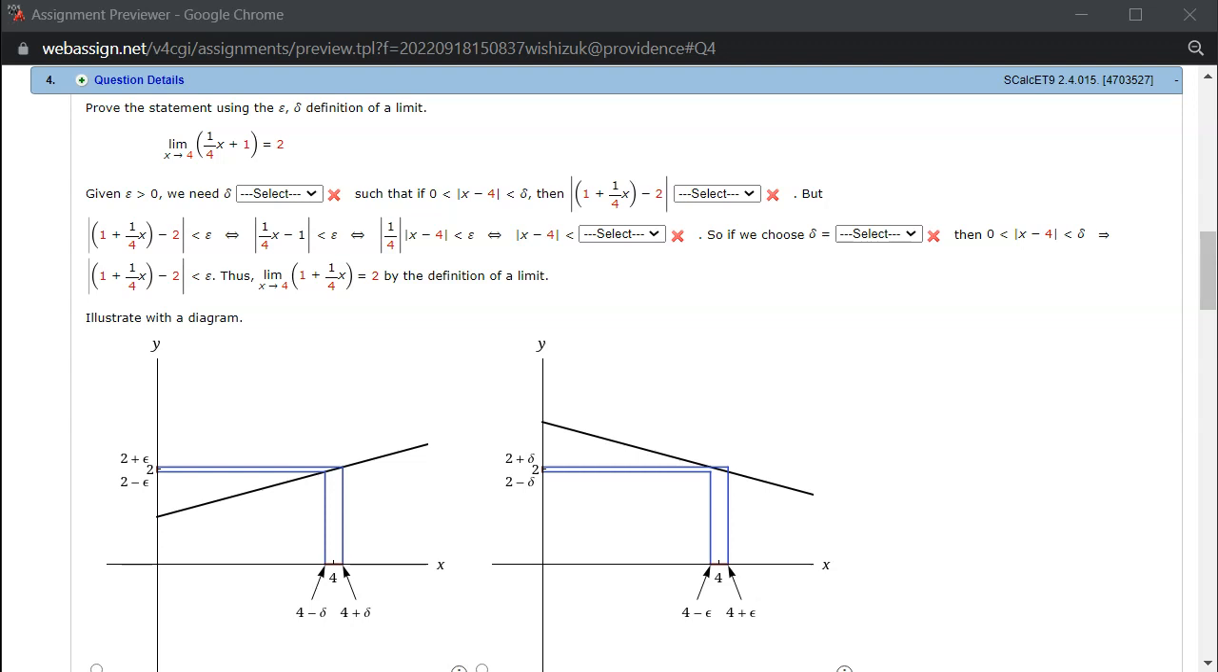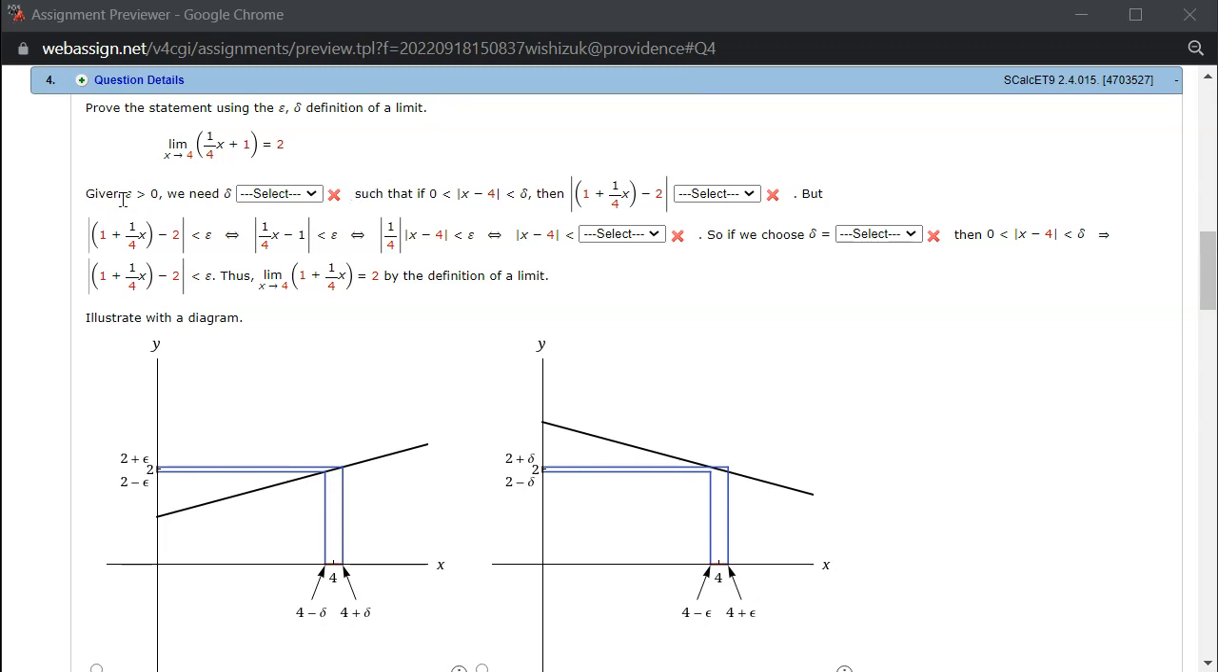All right, let's look at homework 2.4, problem number 4. We want to prove this following limit using epsilon and delta, and using the definition, obviously. All right, so let's do that.